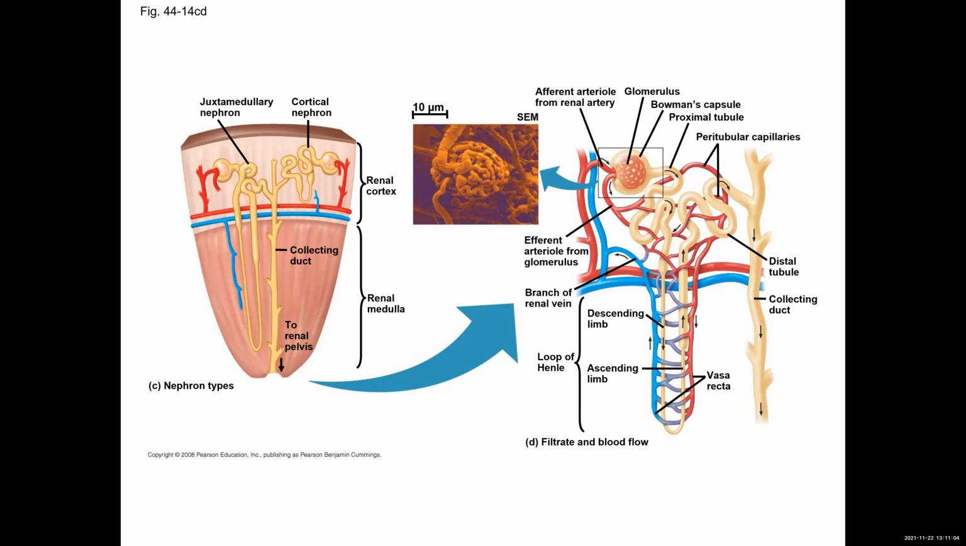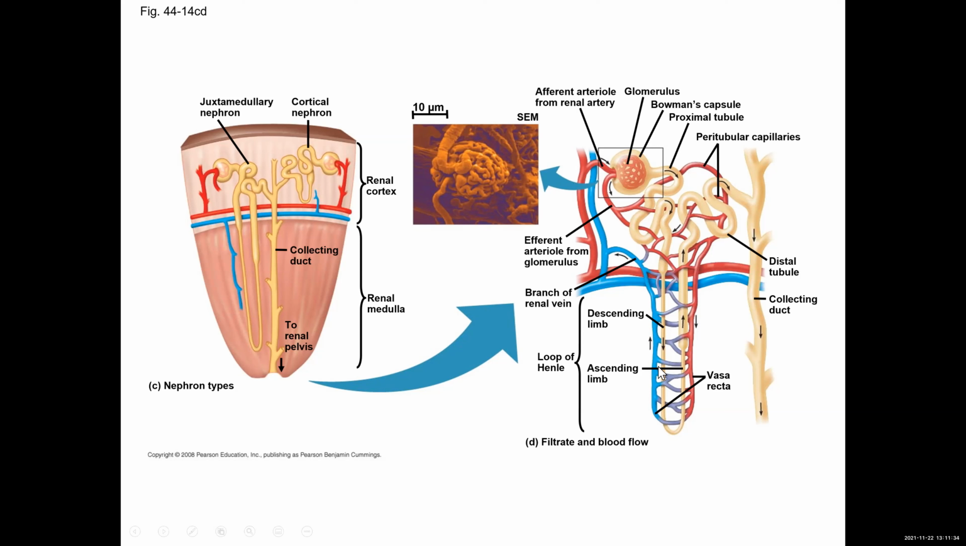What's happening at the Bowman's capsule is filtration, right? So we're moving plasma from the capillary into the nephron tubule. Then there's a section of the nephron tubule called the proximal tubule. What's it proximal to, or close to? It's close to the Bowman's capsule, right? It's wiggly. Sometimes it's called the proximal convoluted tubule, right?